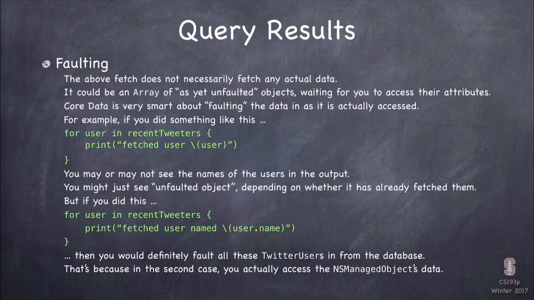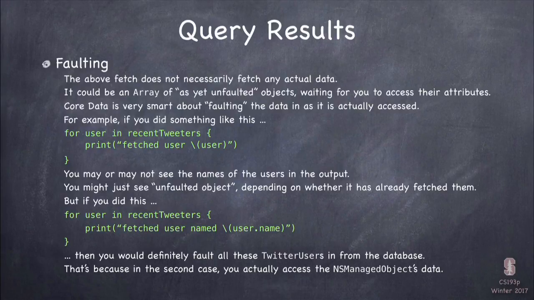And the reason this matters to you is if you go in the debugger or you do a print statement like this one, where you say, for a user in recent tweeters, fetched user whatever, when you print that out, it's not going to print a Twitter user object. It's going to print some kind of faulting shell, okay? Because you haven't actually asked for any of the data inside that thing yet, so it hasn't faulted yet.